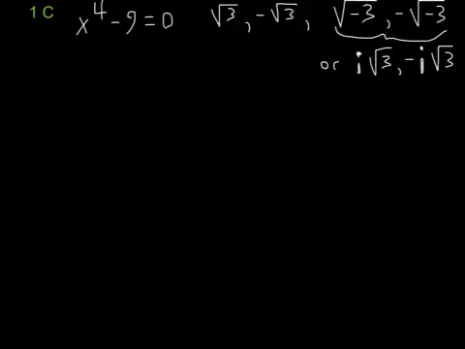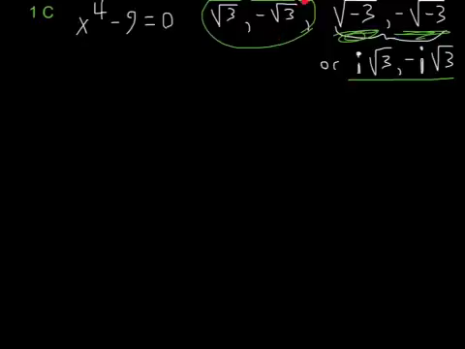Okay, now this is interesting. For 1c, here are your two real number solutions. And if we are also looking for complex number solutions, we get these two additional solutions, plus and minus root negative 3, or in other notation, i root 3 and negative i root 3. First we will focus on the real number solutions.